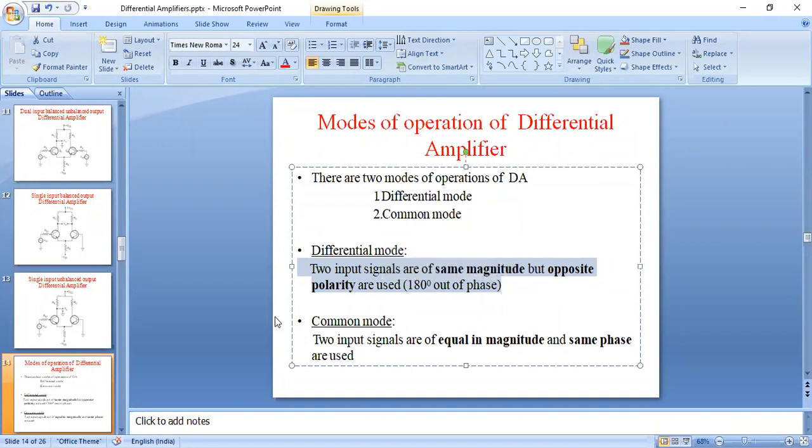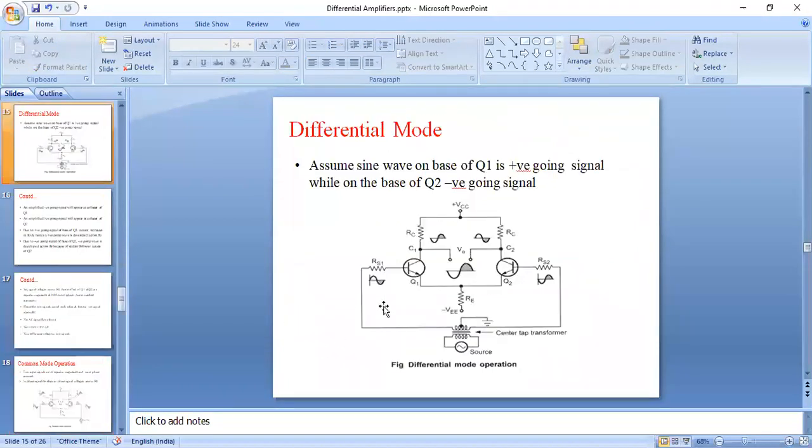Now coming to the operation. So this is the differential mode of operation. Here I have considered a dual input balanced output differential amplifier. I already explained the basic configuration. This is the basic configuration of the dual input balanced output differential amplifier.